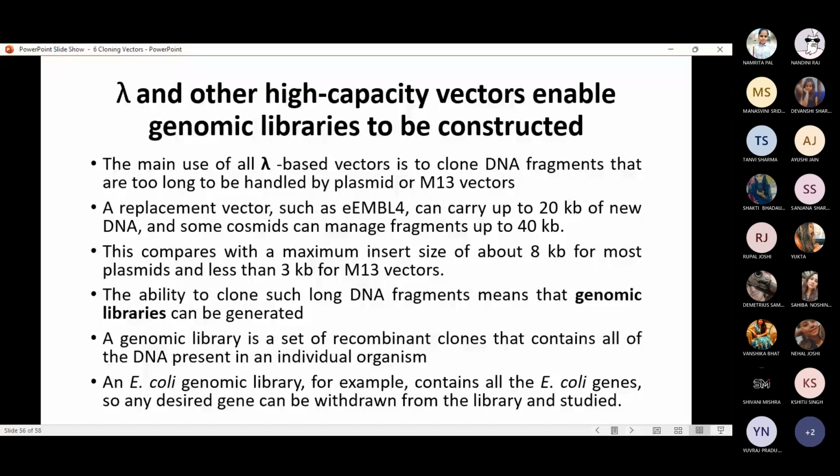So an E. coli genomic library, for example, contains all E. coli genes. If you want to clone all the genes of E. coli into an organism, then you can say the library contains all the genes of E. coli. So if you need any desired gene, you can take it out from the library and study it. This is the simple term called genomic libraries. A genomic library represents the recombinant clones which represent all the DNA present in an individual organism.